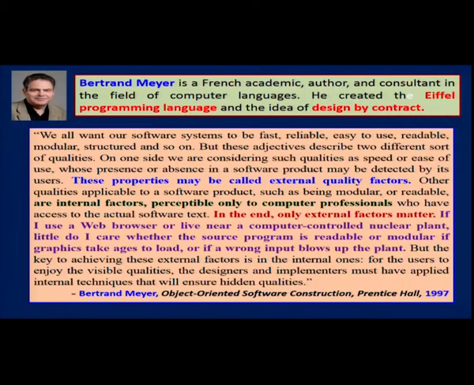So, therefore, what we have understood is that the physical infrastructure is one thing; the infrastructure which makes the software share so many resources, including the networking provisions and networking equipment, is a different concern. We have been talking about very many things as internal and external, but the key to achieving these external factors is the internal ones. For the users to enjoy the visible qualities, the designers and implementers must have applied internal techniques that will ensure hidden qualities. This is what Bertrand Meyer said in his wonderful book Object Oriented Software Construction, published by Prentice Hall in 1997.